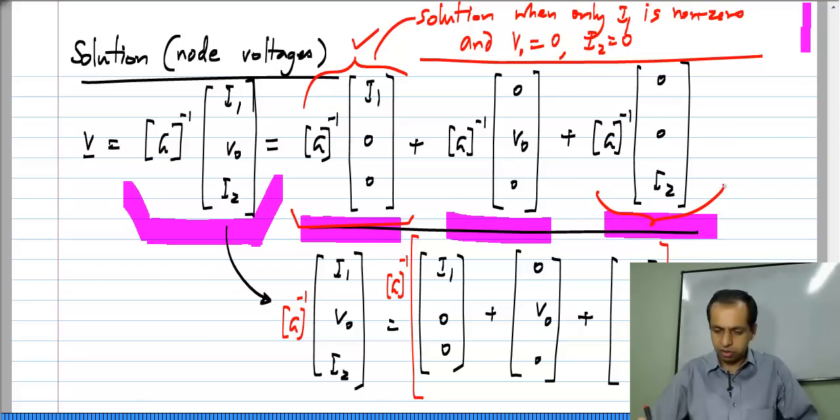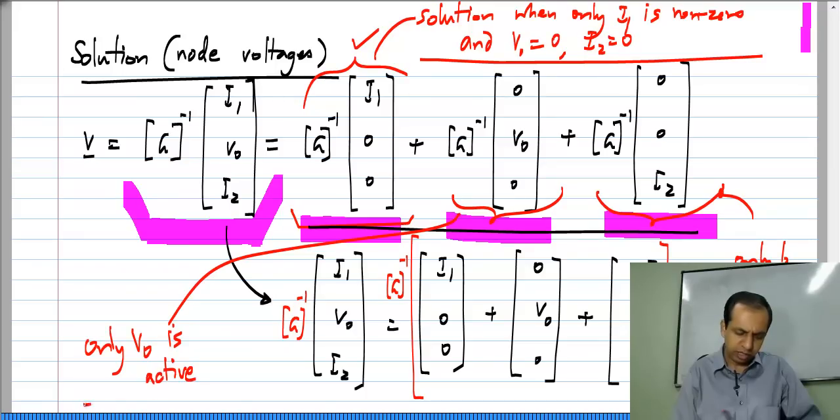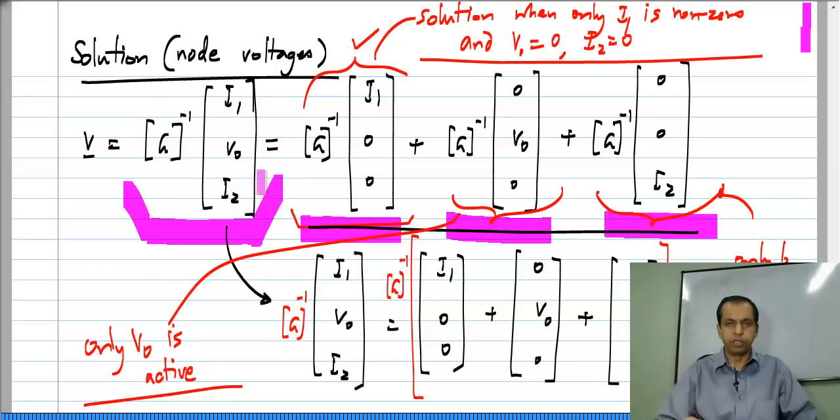Similarly, this one is the solution when only the voltage source is acting and the others are deactivated. Because you can take this general solution, the complete solution over here, set I 1 equal to 0 and I 2 equal to 0, you will get this one. And similarly, you get the third one when you set I 1 equal 0 and V 0 equal 0. So, this is the solution when only I 2 is active. So, it says that the complete solution when all three sources I 1, V 0 and I 2 are acting together equals the solution when only I 1 is acting and the others are deactivated, the solution when V 0 is acting and the other two are deactivated, and the solution when I 2 is acting and the other two are deactivated. This is exactly the statement of the superposition theorem.